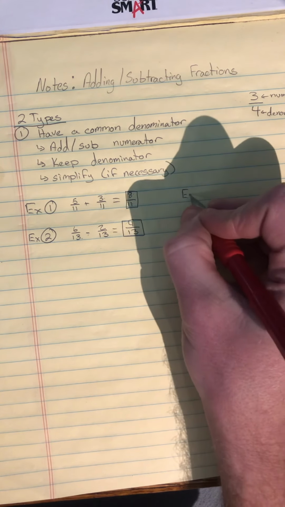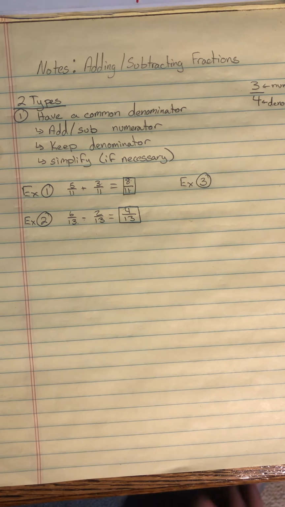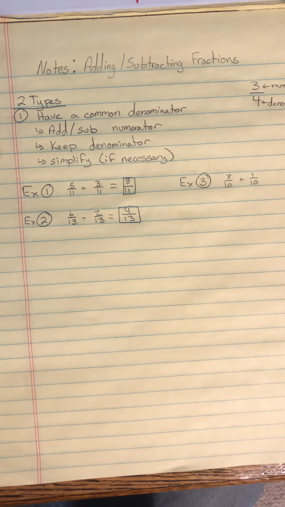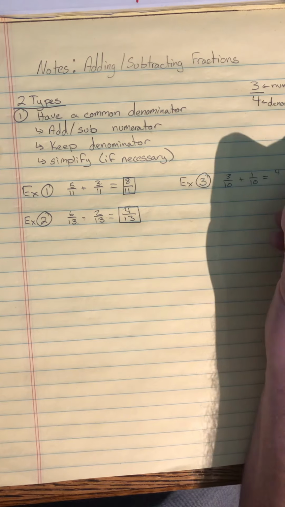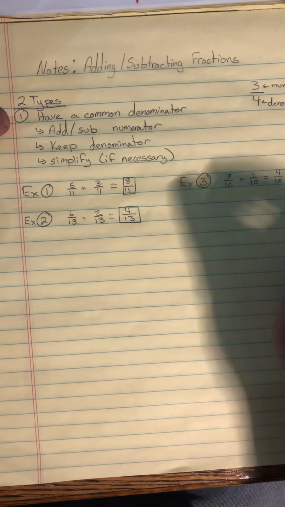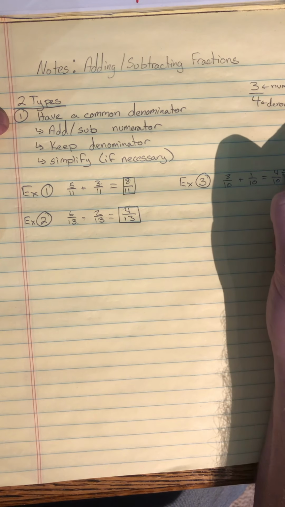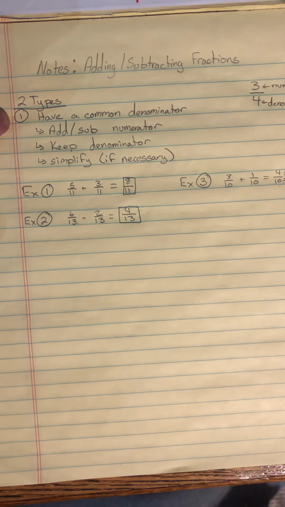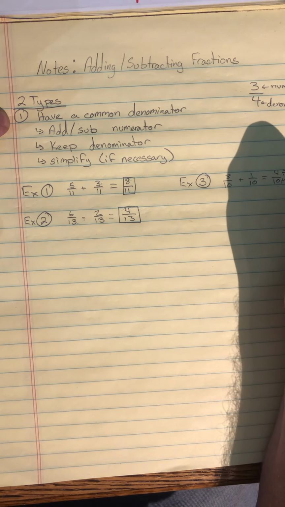So look at Example 3 for our third example. Example 3, we have 3/10 plus 1/10. Denominator is the same, so let's add our numerators. 3 and 1 is 4. 10 stays the same, so we have 4/10. This is where simplifying comes into play. Both 4 and 10 are even numbers, meaning they both are divisible by 2. So we're going to divide them by 2. 4 divided by 2 is 2. 10 divided by 2 is 5. 2 and 5, the only common factor is 1. So we are done.